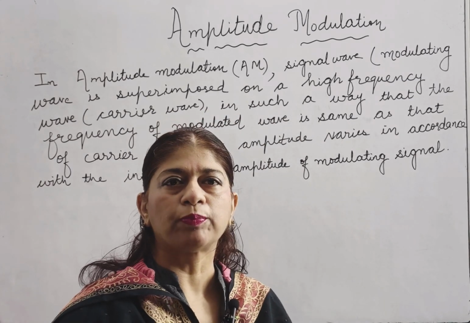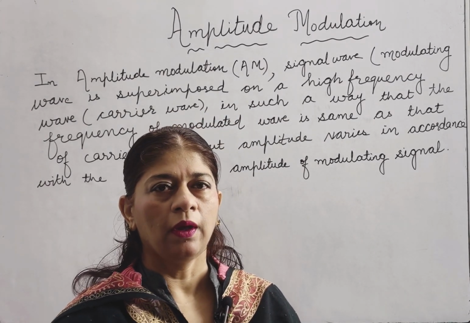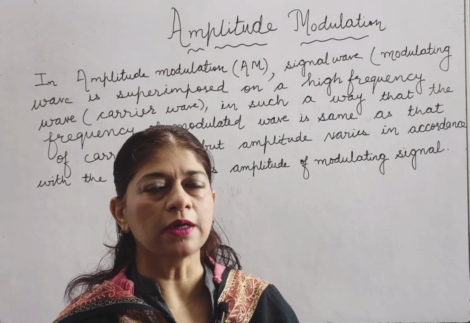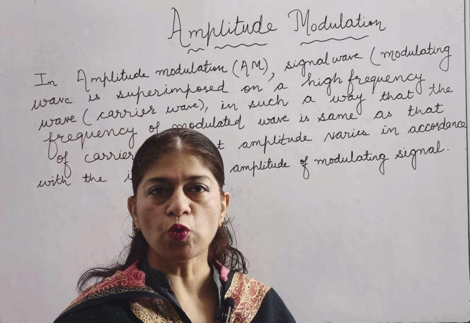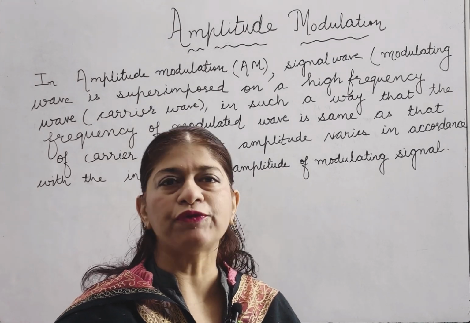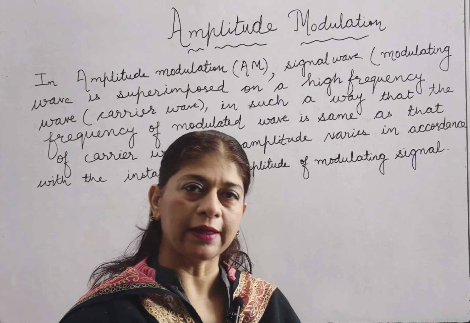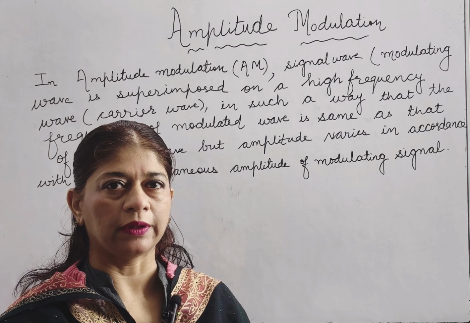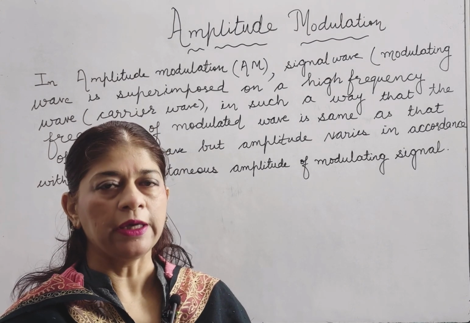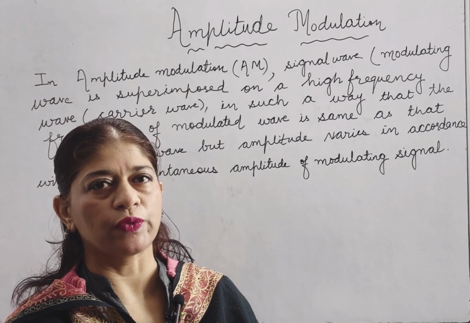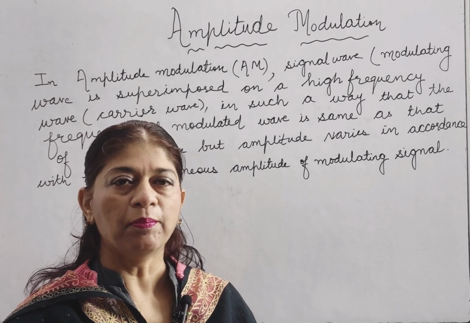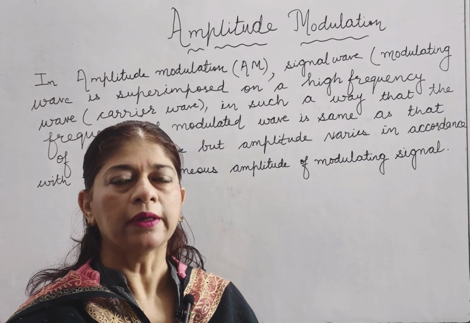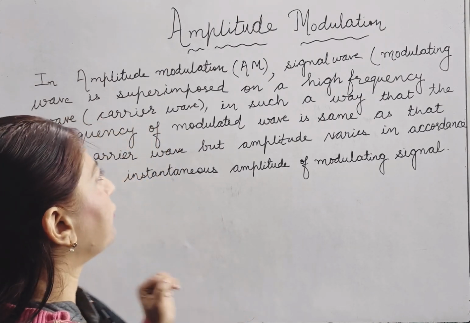Today we are going to take the topic of amplitude modulation. In amplitude modulation, the signal wave that is known as a modulating wave is superimposed on a high frequency wave that is the carrier wave in such a way that the amplitude of the modulated wave is going to change in accordance with the modulating signal, but its frequency remains same as that of the carrier wave. We'll see that in the definition.